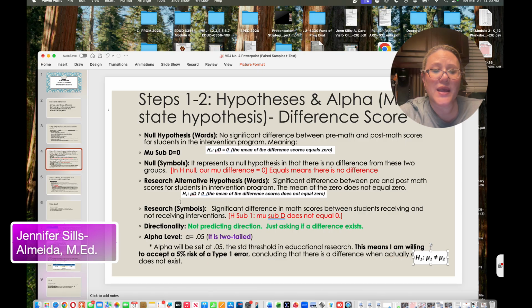Now for the directionality, we're not predicting direction, we're just asking if a difference exists. The alpha level of 0.05 signifies that it is a two-tailed test. The alpha will be set at 0.05. That's the standard threshold in educational research. That means we'll be willing to accept a 5% risk of a Type 1 error.